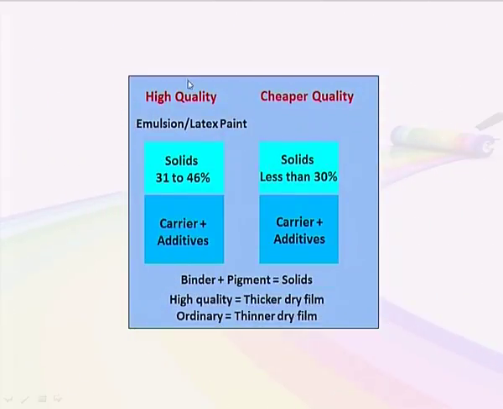Here we can see high quality paint and cheaper quality paint. How the composition of high quality paint and cheaper quality paint differs. In the high quality paint, solids will be 31 to 46%. Solids means binder and pigment. They together constitute the solid constituents. In the cheaper quality, they will be less than 30%. So, the remaining will be the carrier, additives and other types of agents.